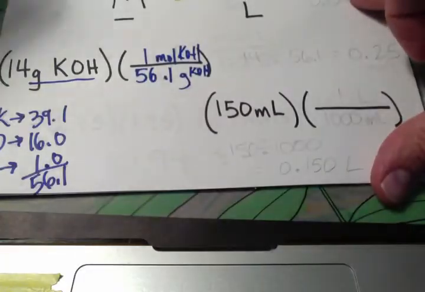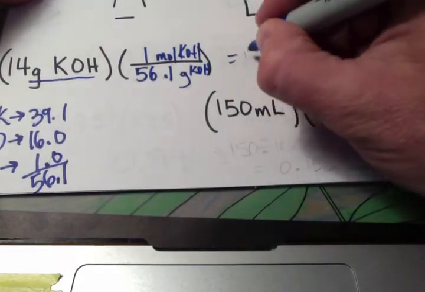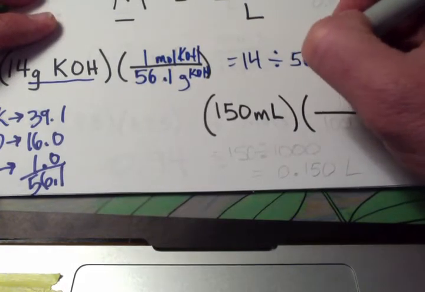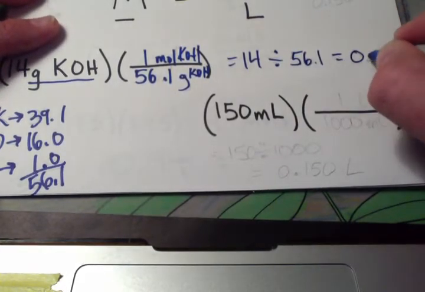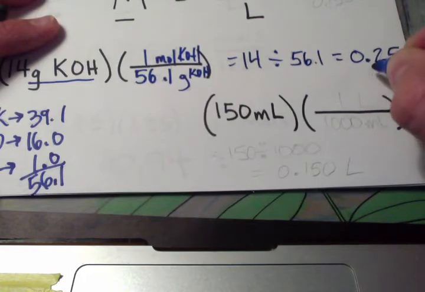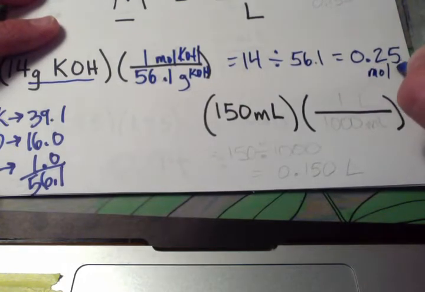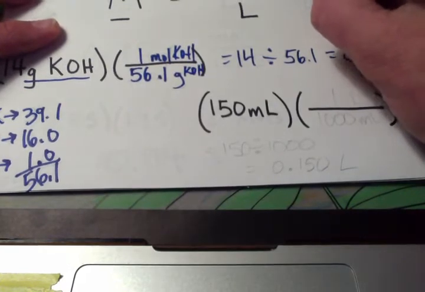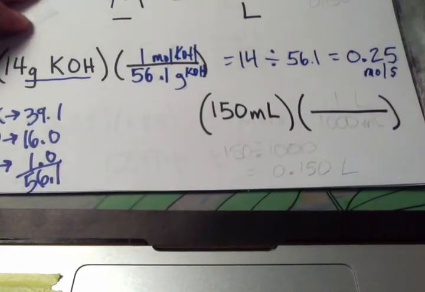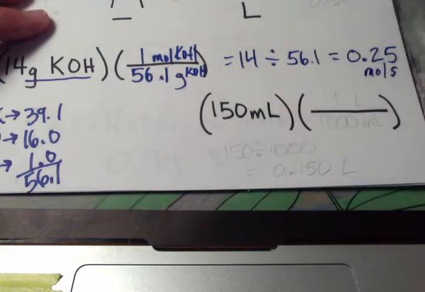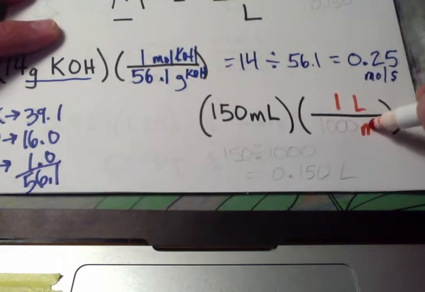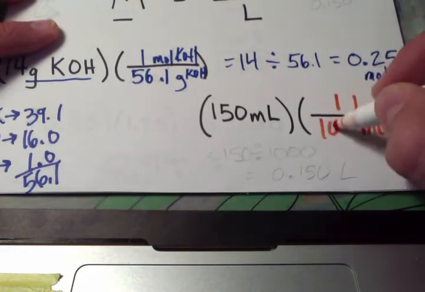So molar mass, and I have 14 grams. 14 is just a small fraction of that. It's a fourth. Come on, everybody knows 14 is a quarter of 56.1. So I have a quarter of a mole. I don't have a full liter though. I only have 150 milliliters. Don't think milliliters, think liters.